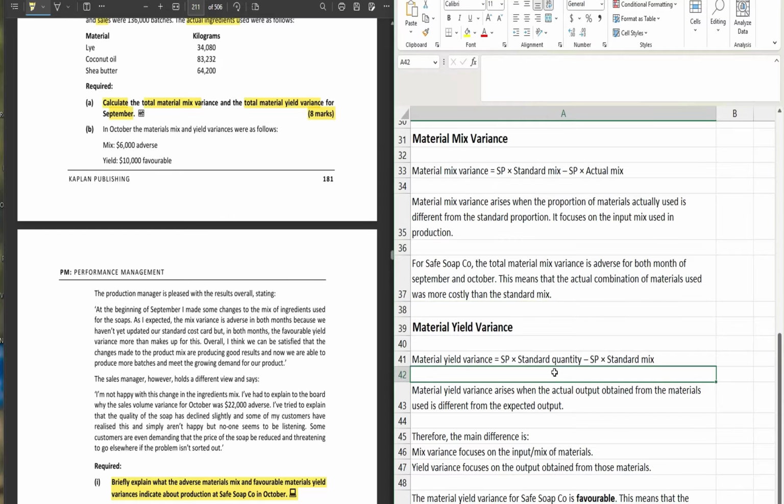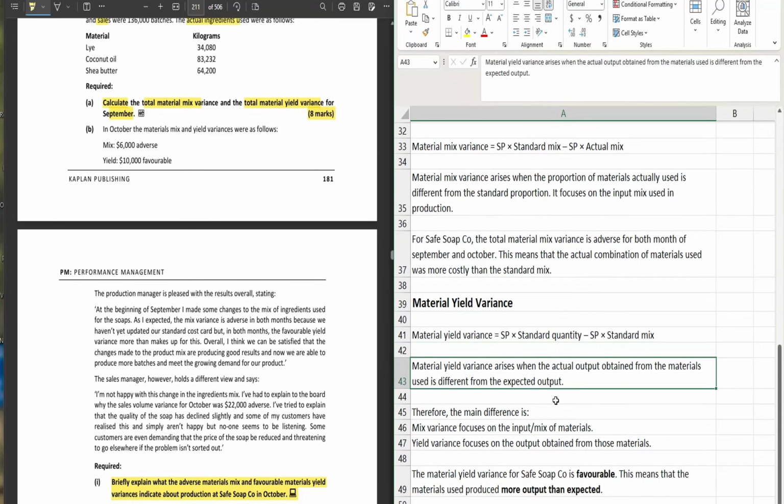Similarly, the material yield variance arises when the actual output obtained from the material used is different from what we expected. In that case, yield variance will arise. So basically, the mix variance focuses on the input and mix of the material, whereas the yield variance focuses on the output obtained from the material used.